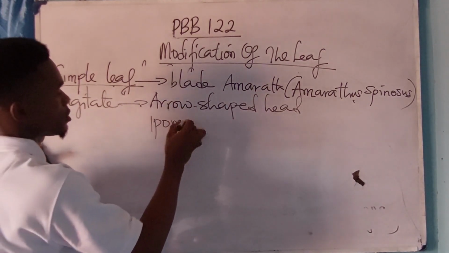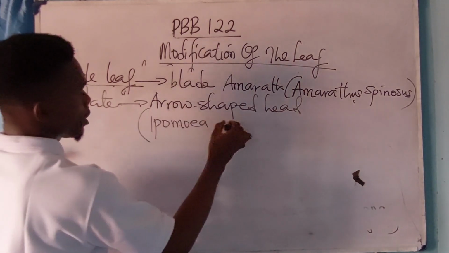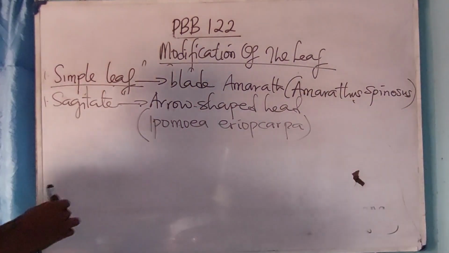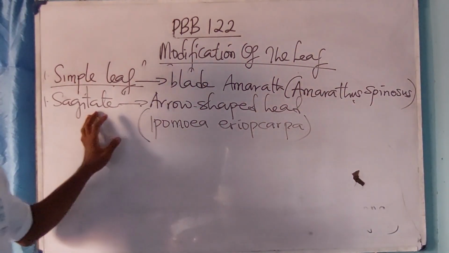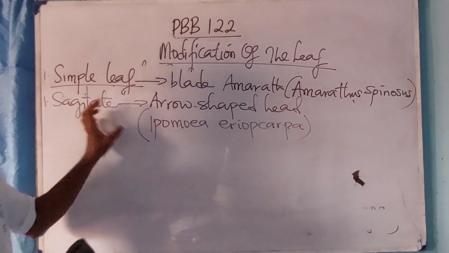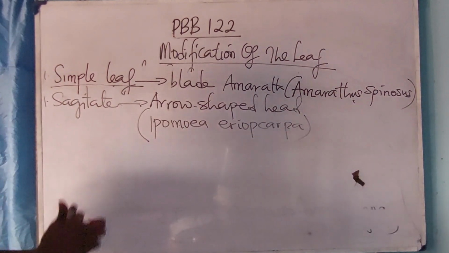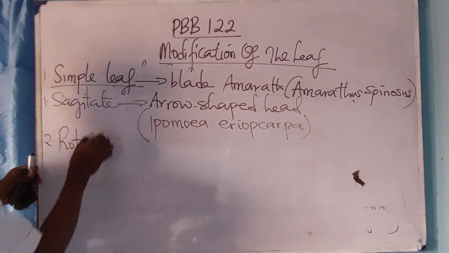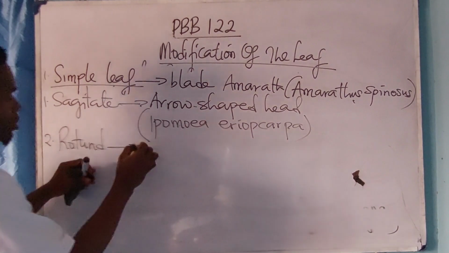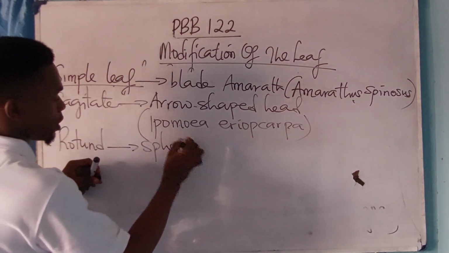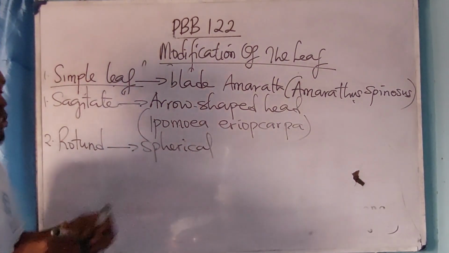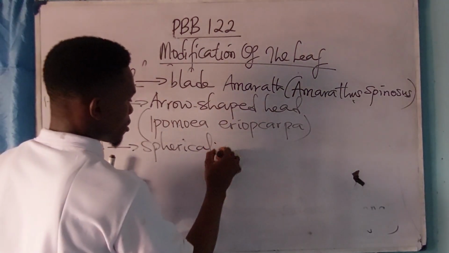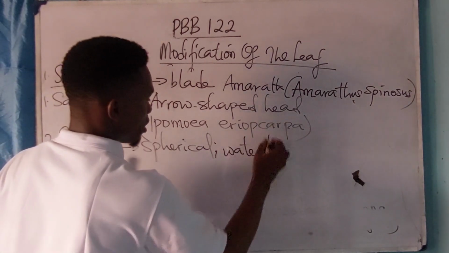A good example is Ipomoea kappa. Alright, please, Ipomoea kappa possesses what? A sagittate leaf. That is, it is what? Arrowhead in shape. Then number 2, a leaf is said to be rotund when it is what? Spherical. A leaf is said to be rotund when it is spherical in shape.